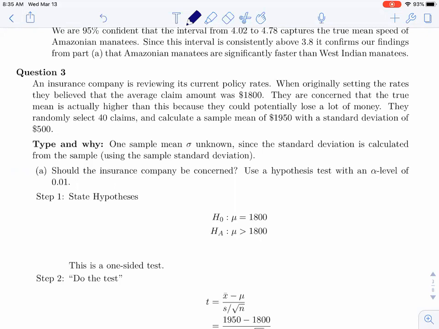So here, I've only got one sample, one sample of 40 claims, and so already I'm pretty sure it's a one sample means problem. The question is, do I know sigma or do I not know sigma? In this case, because of the way the sentence is structured, you collect a sample of 40 claims and you calculate the mean to be this and the standard deviation to be this. This standard deviation is from the sample.